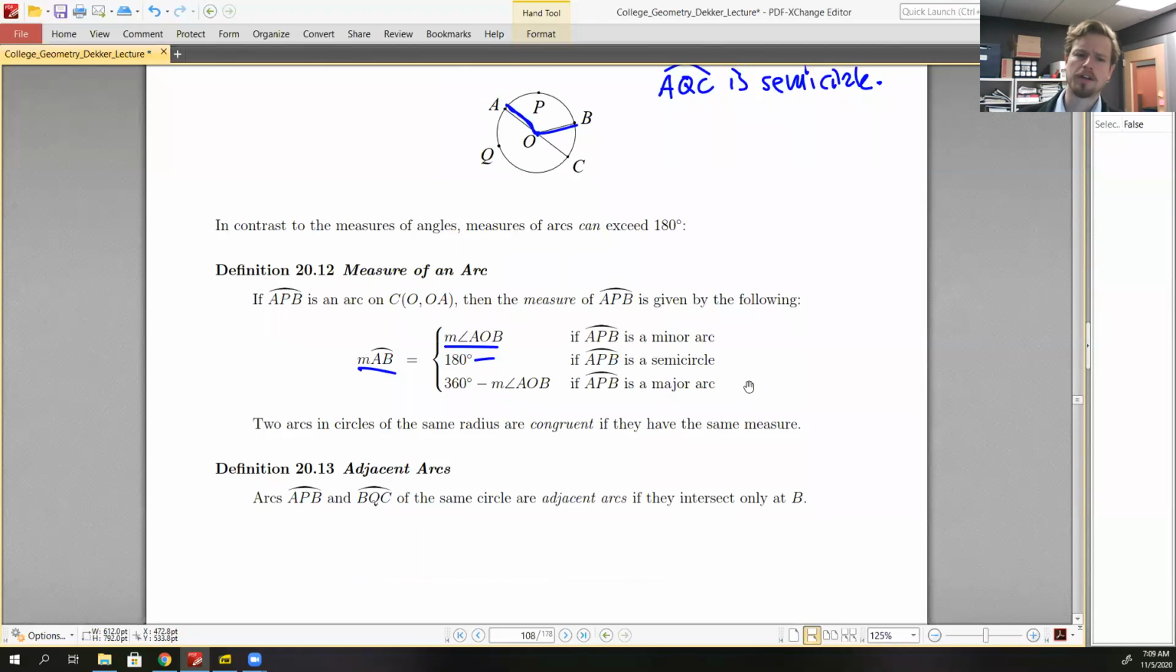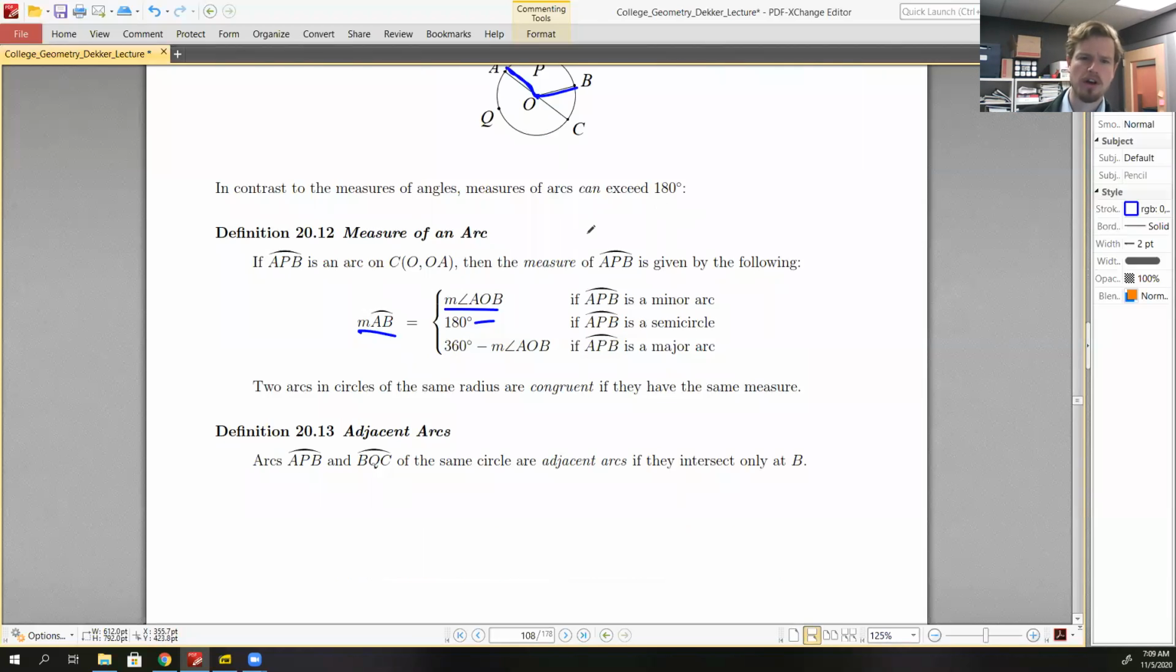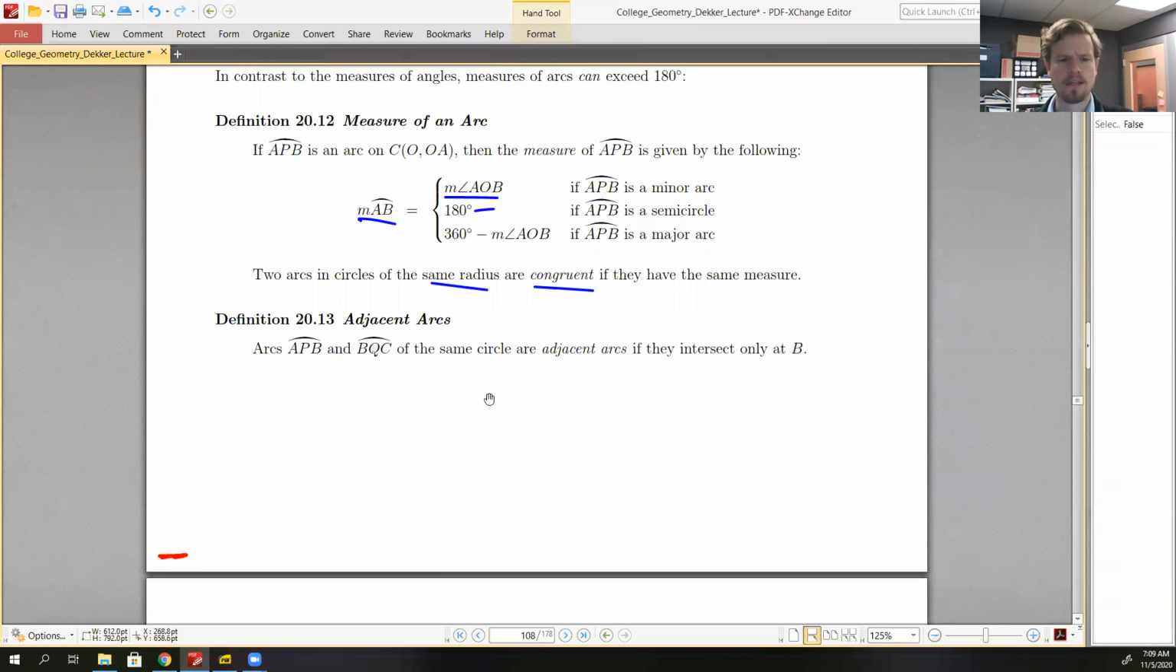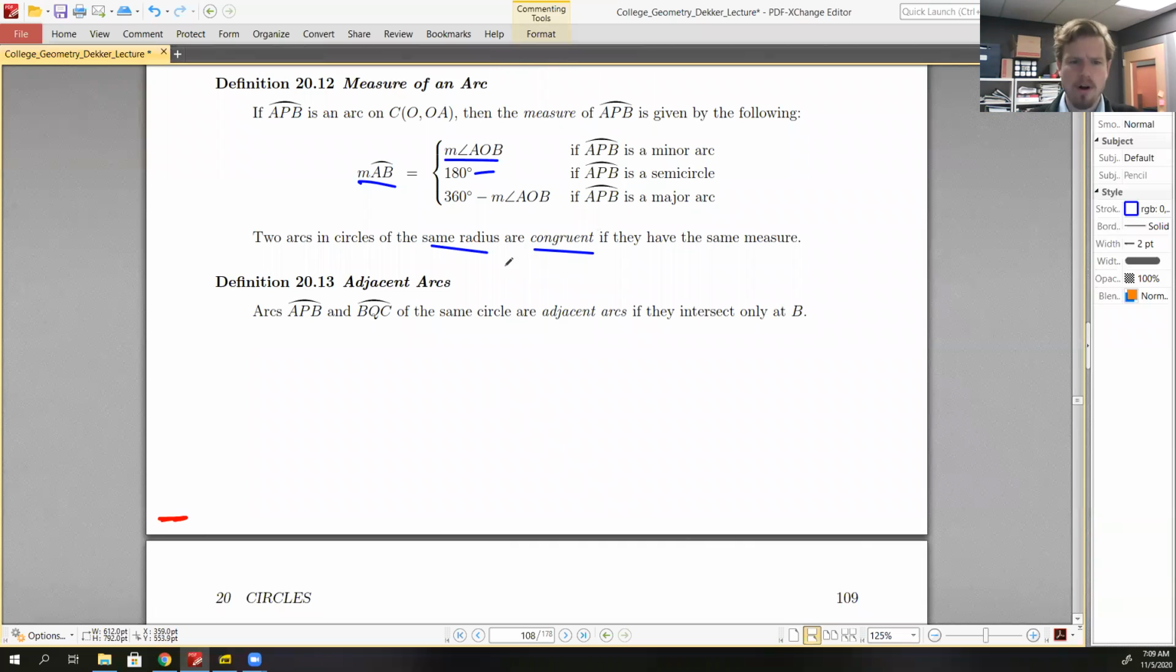We can say that two arcs are congruent not only if they have the same measure, but they have to be on circles that have the same radius. So there are two components to showing that two arcs are congruent: they need the same radius and they need the same measure.